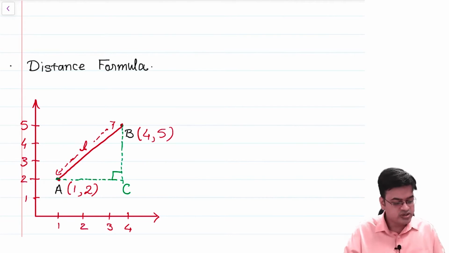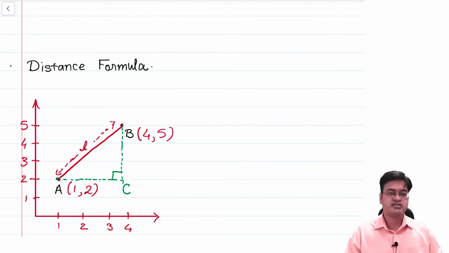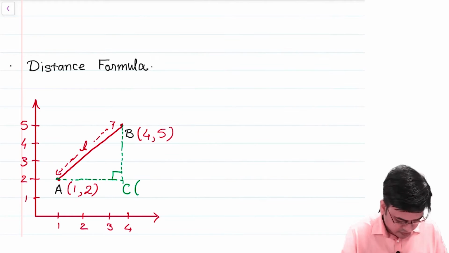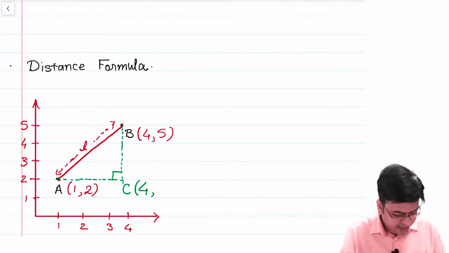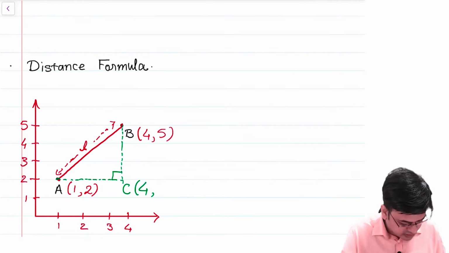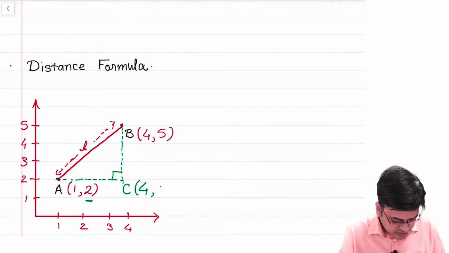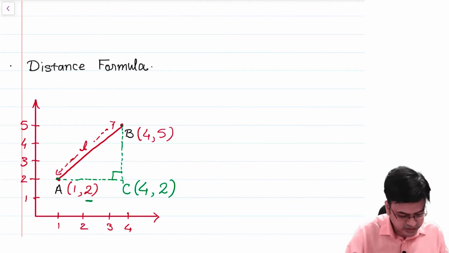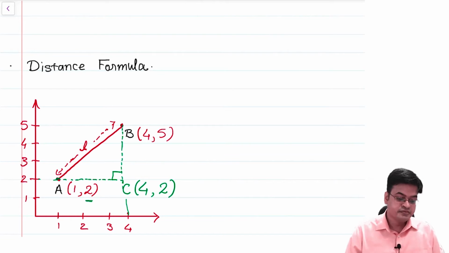What will be the coordinates of point C? Because in our rectangular system, every point is uniquely identified. So the point C, because it is obtained by dropping the perpendicular, will have an x coordinate which is similar to B, and a y coordinate which will be similar to A. So C is 4 comma 2. Just check, C is 4 from here and 2 from here, so 4 comma 2, right?